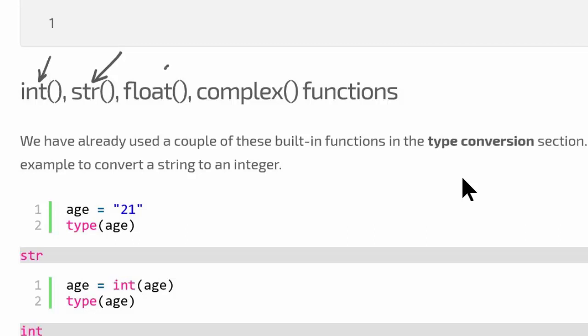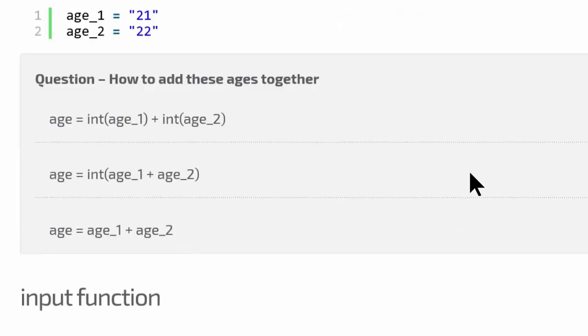And same thing with float and complex. They convert other objects into floats and complex numbers. And we have seen the use cases for that, why we need to use them. Input was an example. Let's look at a challenge here. Age underscore 1 is equal to 21, age underscore 2 equal to 22. How to add these two ages together?